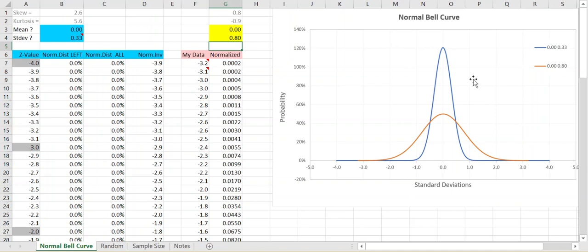So here is what we refer to as the normal bell-shaped curve. The technical name would be the Gaussian distribution. So what I can do here is change the standard deviation and the means. If I make these means and standard deviations the same, obviously these two plots and graphs are going to superimpose on top of each other.